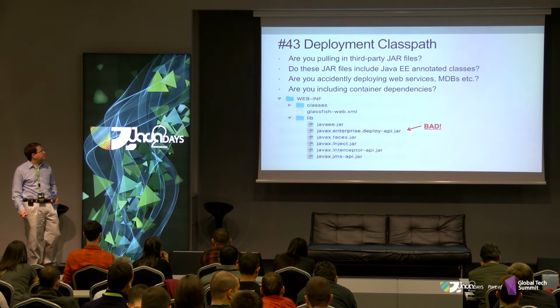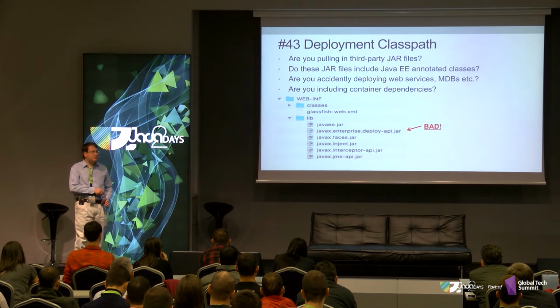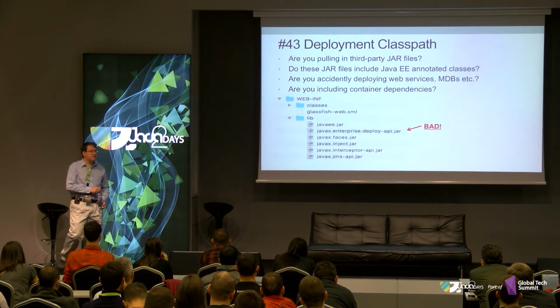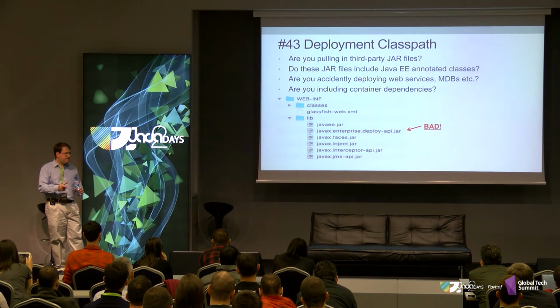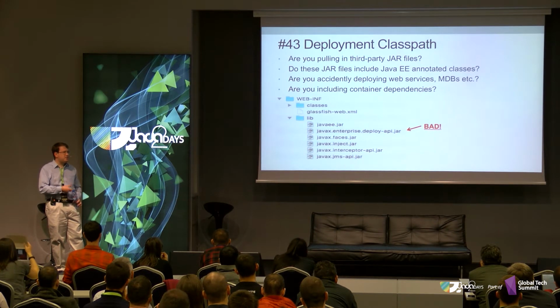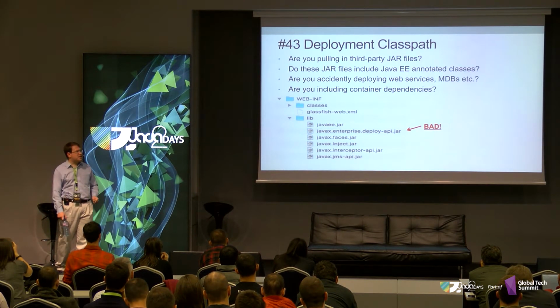Deployment class path. This is one of my favorites. Do you know what you're pulling in when you build your WAR files and deployment artifacts? If you're using Maven and you specify a whole bunch of Maven dependencies, are those dependencies set up correctly, and do you know what you're actually packaging? Do these jar files include Java EE annotated classes?